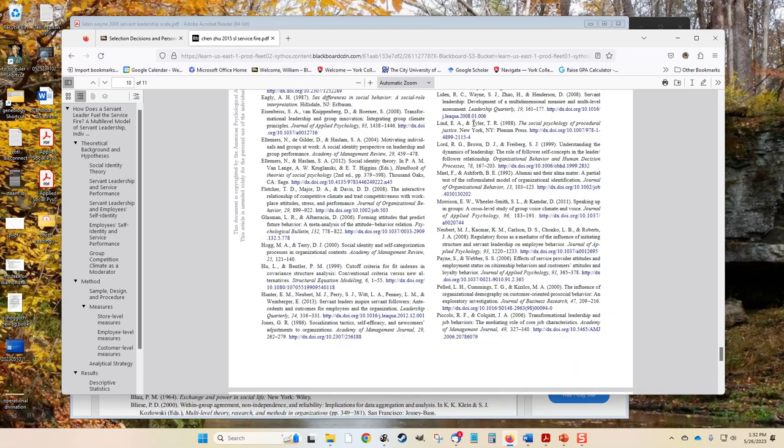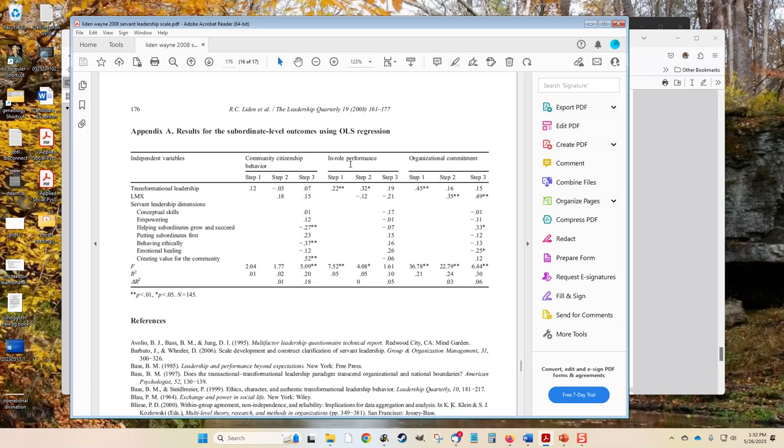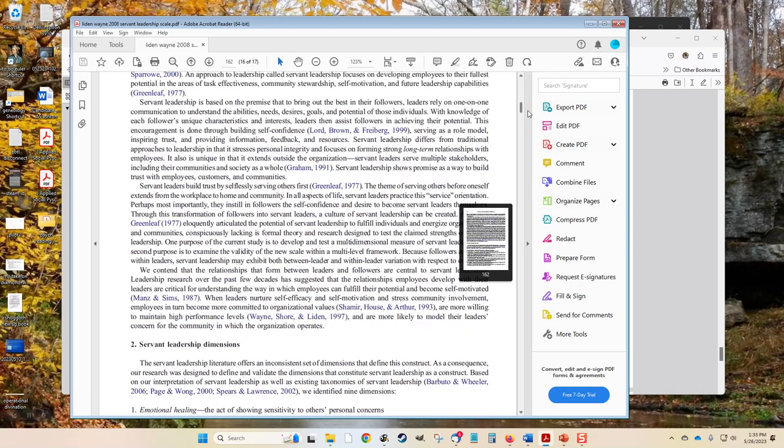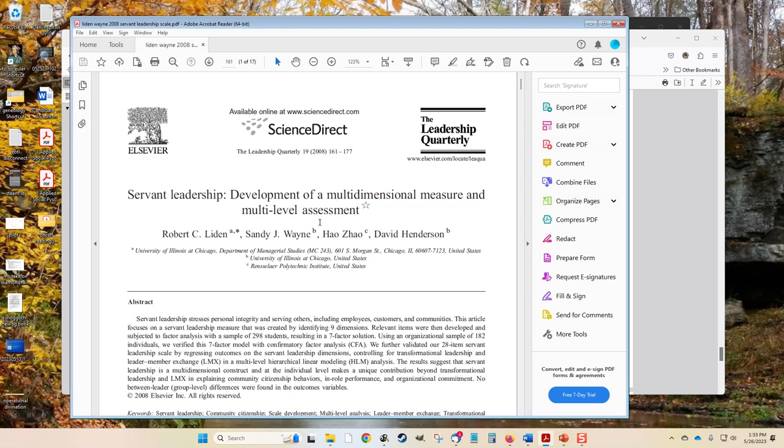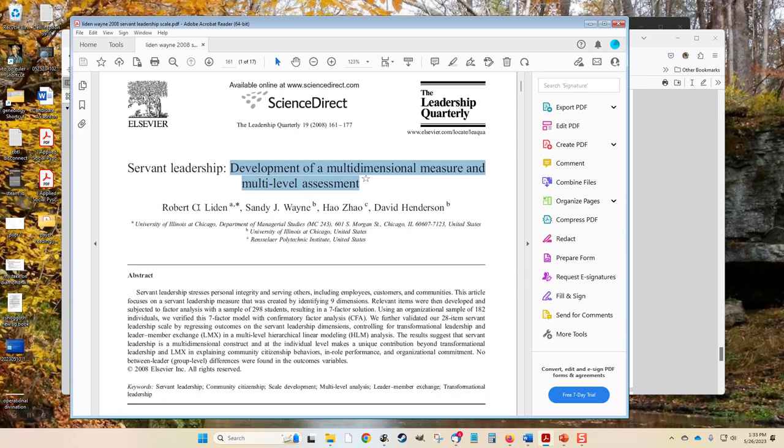So I'll just click here, go down to Linden, and then I have it here. Oh, this is a different article. What I did was I looked at that other 2008 article and then decided that this one is a better example of the article that develops and validates and sets the reliability of servant leadership. So that's what I do here.